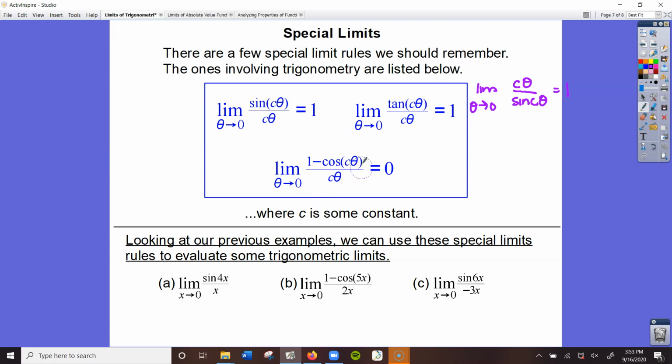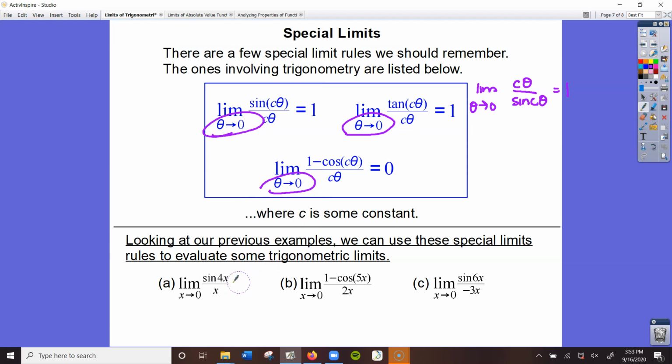And then over here we have the limit as theta is approaching 0 of 1 minus cosine of an angle over that constant times theta is always going to be 0. Important to note that these special limits are only applicable as long as theta is approaching 0. If theta is not approaching 0, you will not be able to use these special limits.